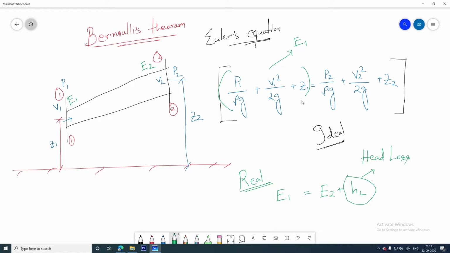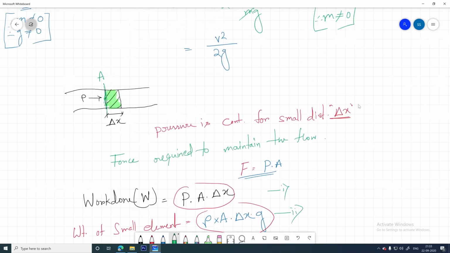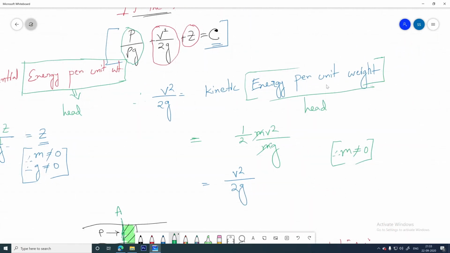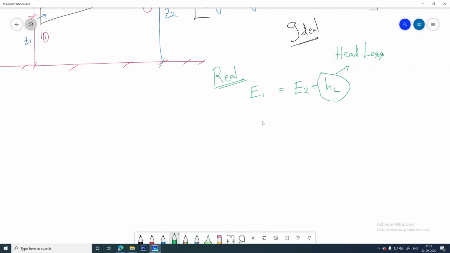Now previously I have told what is head. Head is basically energy per unit weight. In the same meaning, what will be the head loss? Head loss is the energy lost per unit weight.